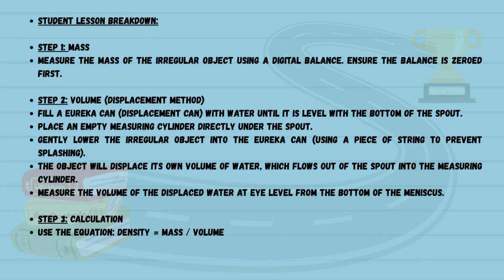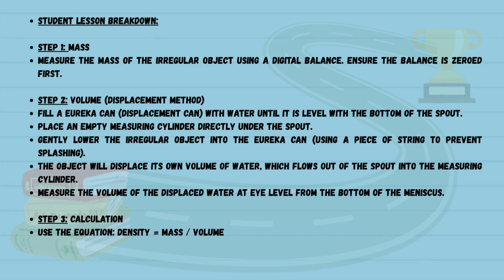Step 2, volume displacement method. Fill a Eureka can, a displacement can, with water until it is level with the bottom of the spout. Place an empty measuring cylinder directly under the spout. Gently lower the irregular object into the Eureka can using a piece of string to prevent splashing.